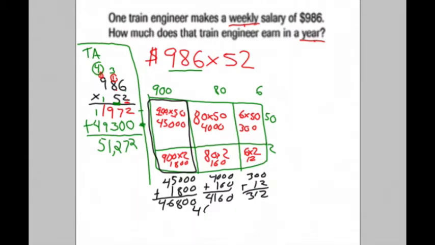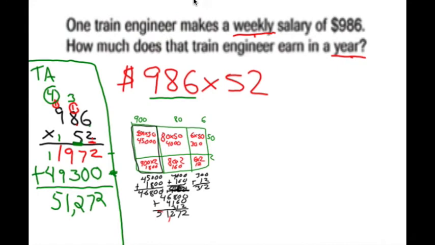So 46,800 plus 4,160 plus 312. Okay. 2, 7, that would be 12. That's 1. Regroup the 1. 51,272. You put the comma in the wrong place. Oh my goodness. There we go.